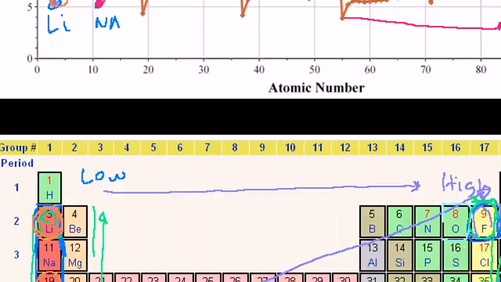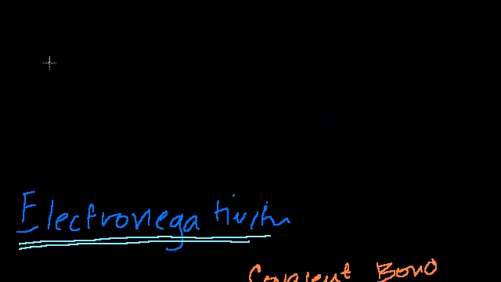Now, the other trend that some people sometimes talk about is the metallic nature of the element. Metallic nature.